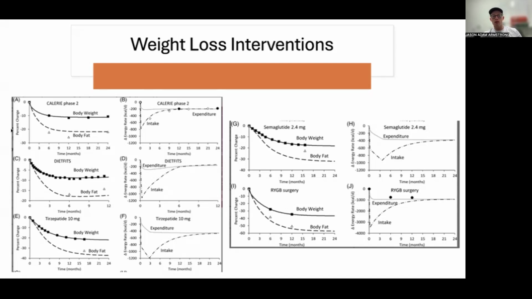So the calorie study was just based on reducing total number of calories. Diet Fits was a change in macronutrients that resulted in a caloric deficit. Tirzepatide is a GLP-1 and GIP agonist drug. Semaglutide is a GLP-1 agonist drug. And then RYGB is bariatric surgery. Okay, so those are the ways that people are effectively losing weight. And typically when we combine multiple ways, we actually see greater weight loss. And you're going to see that in the next slide when we're looking at lifestyle-specific interventions.